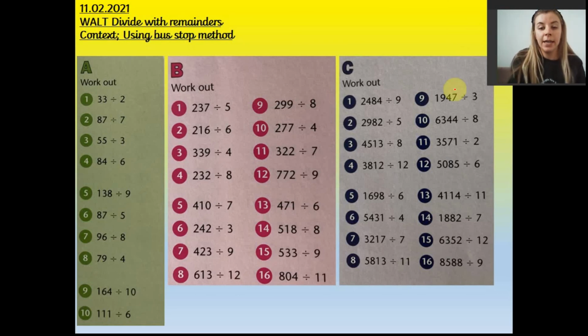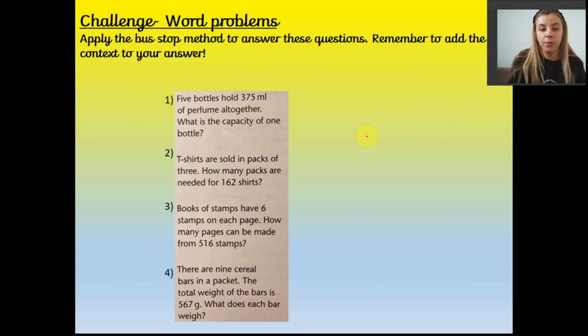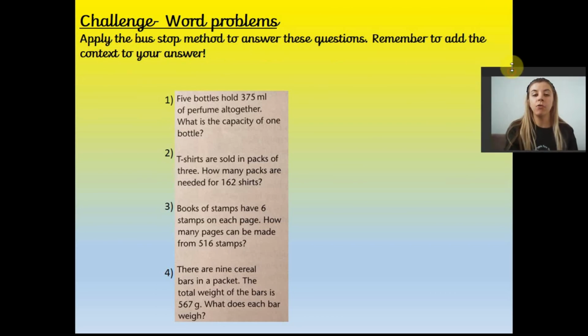And here is a challenge for you in case you do finish. We've got some word problems here. It says apply the bus stop method to answer these questions. It also says remember to add the context to your answer. So say here you're working with bottles of perfume. Whatever your answer is, remember to put bottles at the end of it. We talk about putting the unit of measure if you're working with centimetres and things. So same here, you're working with t-shirts. When you've got your answer, make sure you put t-shirts after, okay?